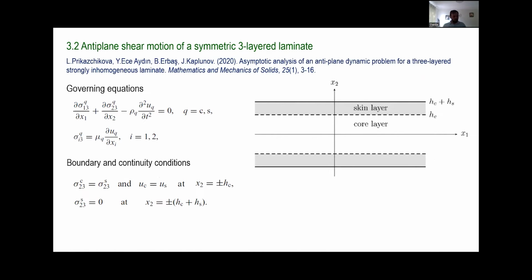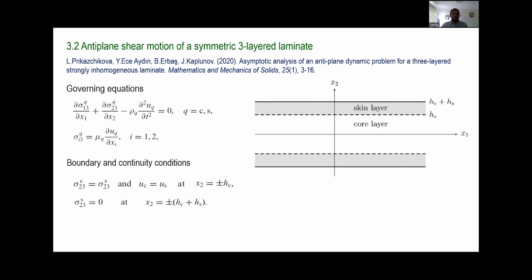And now let us consider an antiplane problem, shear motion again, but with a slightly different setup geometrically. We would want to consider a three-layered laminate. We will consider a symmetric version now in slightly more detail. And then I'm also hoping to present some results of an asymmetric laminate today, after we deal with the symmetric one.